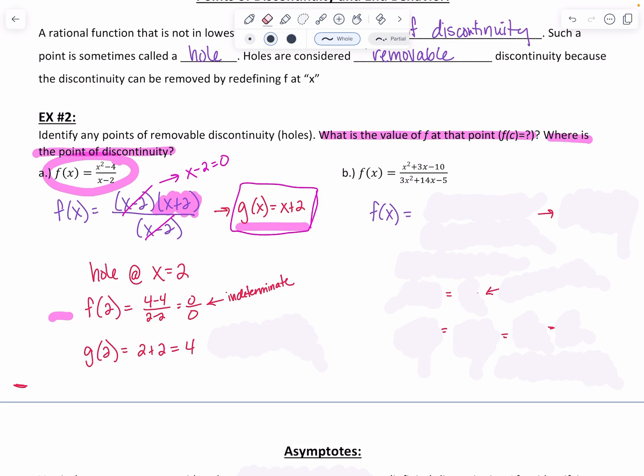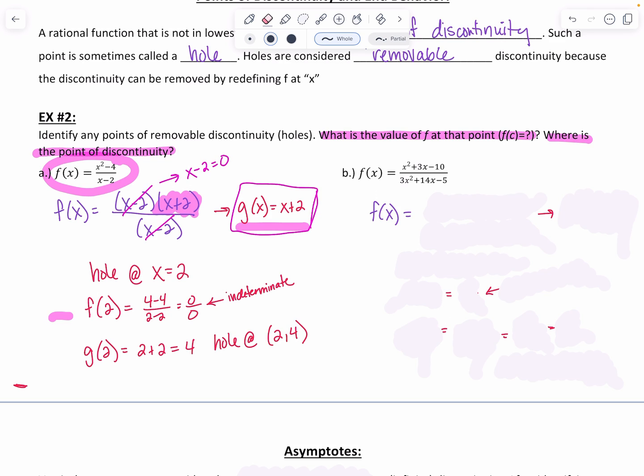So what that tells me is that in f of x, there is a hole at x equals 2. The hole is actually at (2, 4). It is a removable discontinuity at the point (2, 4) in f of x. All right, try the same thing with b. I suggest you pause the video, try b, and see if you can identify all the points of removable discontinuity, holes. What value do you get when you plug that into f? And what value do you get when you plug it into g? Where is the actual point of discontinuity?